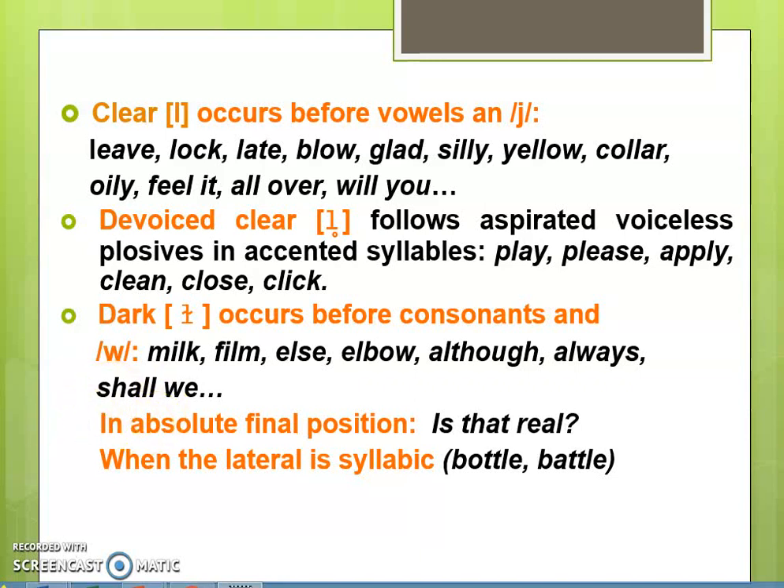It's also dark in absolute final position. Absolute final position means before a pause. For example, is that real? Or when the lateral is syllabic, and we'll come back to this next class. For example, when you say bottle, battle. When you say bottle, we see that the plosive is released laterally. And that lateral is dark. Bottle, battle.